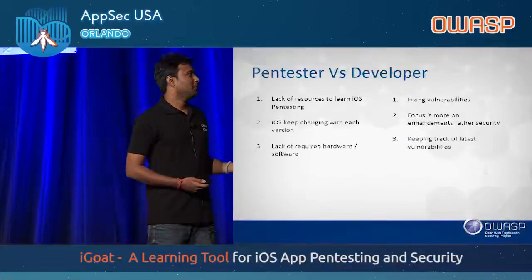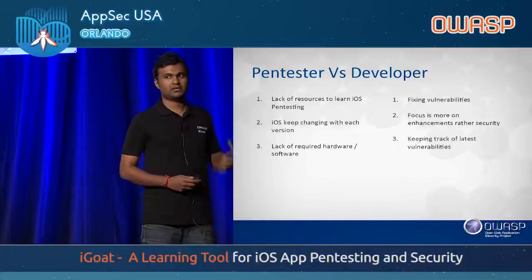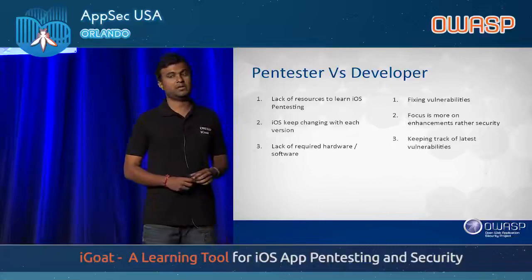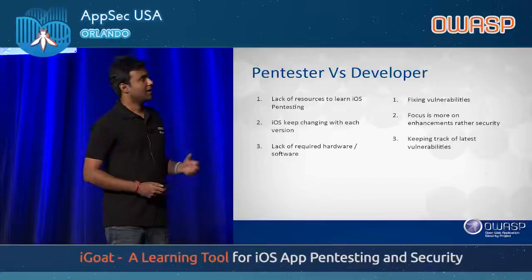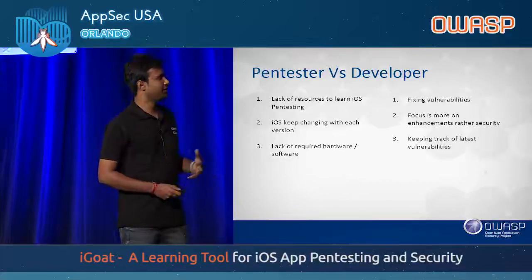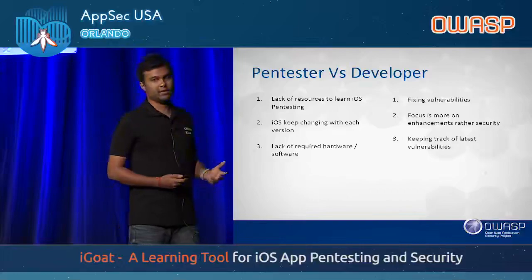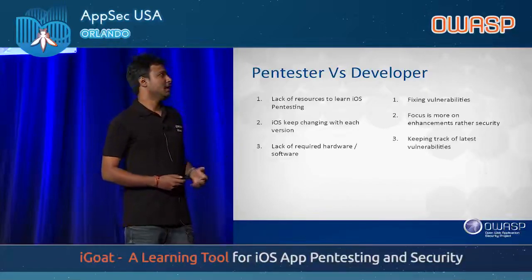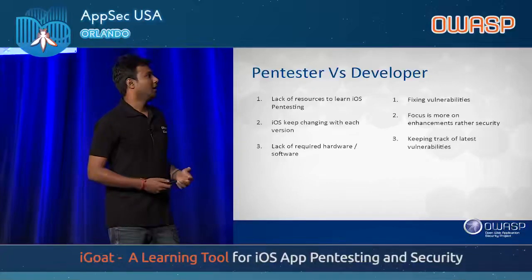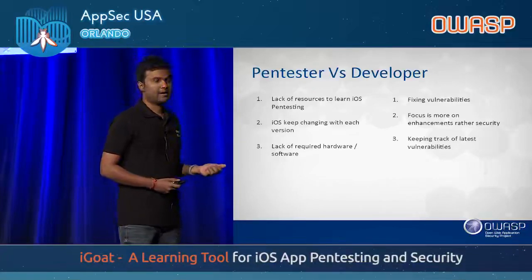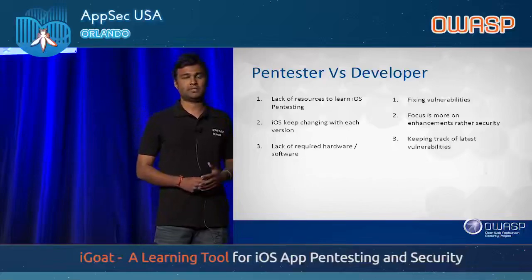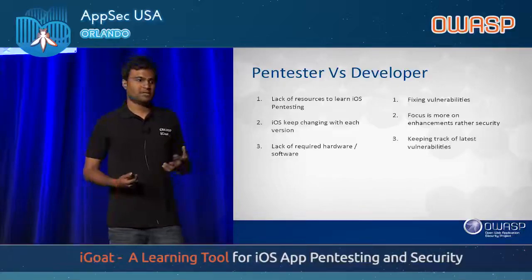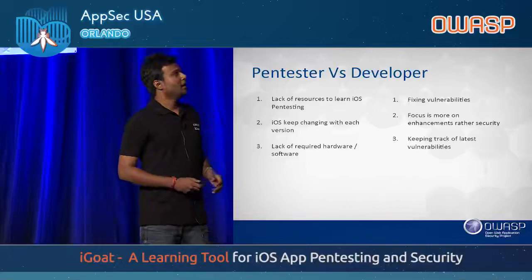So, in pen testing, I see that compared to Android, there are so many challenges for iOS security, like building secure iOS products. There is a lack of resources for iOS pen testing, iOS keeps changing with each version, including the file systems and internal file structure, and there is a lack of required hardware. Unlike Android, you cannot run an iOS application on the Windows platform.